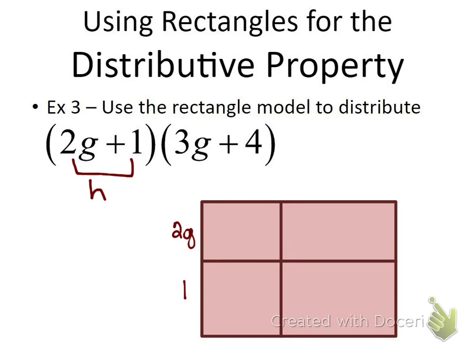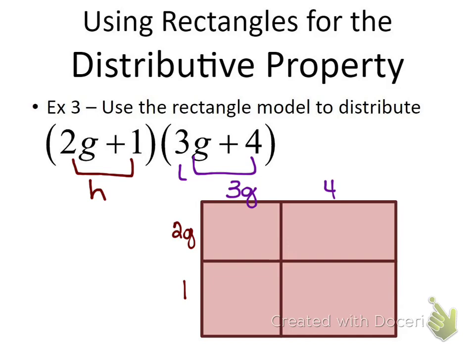Then the second group of numbers is going to represent my lengths. If you can't see, Danny, and you want me to move over because I keep standing there, let me know. So what's my first length? 3. And my second length? 4. So I'm just using an area model to distribute.